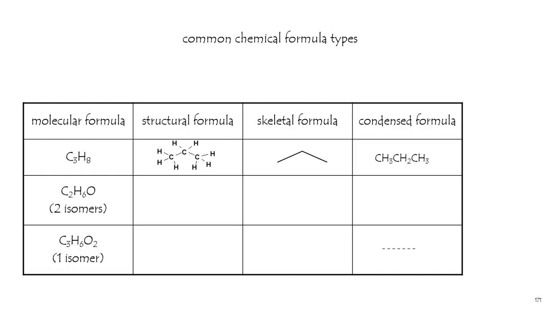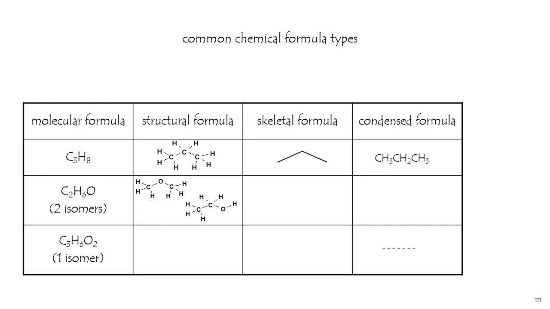If you take a look at it and try to draw it using those octet rules, and remember oxygen forms 2 bonds, there's 2 ways you could do it, either like this or like that. So although they share the same number of carbons, hydrogens, and oxygens, they're very different substances. This substance we call dimethyl ether, this one we call ethanol, and they have very different properties.